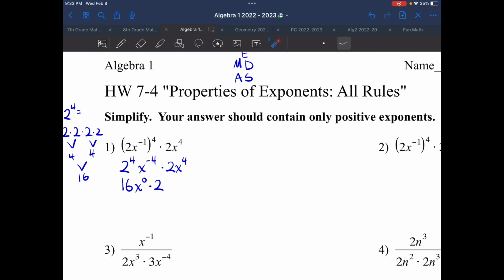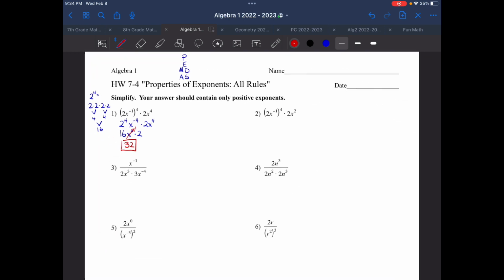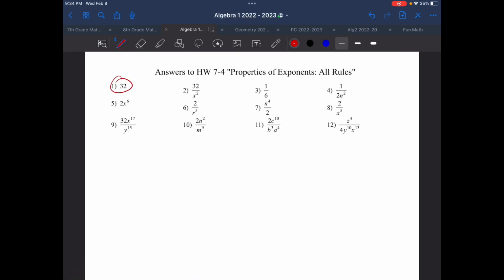From here, anything to the power of 0, namely this x, is going to be 1. So I'm going to cross that off and say it turns into a 1, and 16 times 1 is 16, so it's the equivalent of just kind of scribbling out that term. 16 times 2 is 32. 32 for my final answer, which I'll then check. 32 for number 1. Number 1 is just 32.